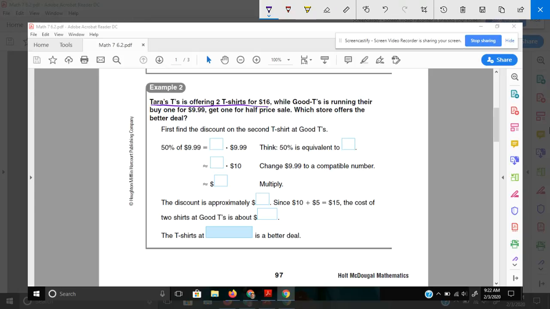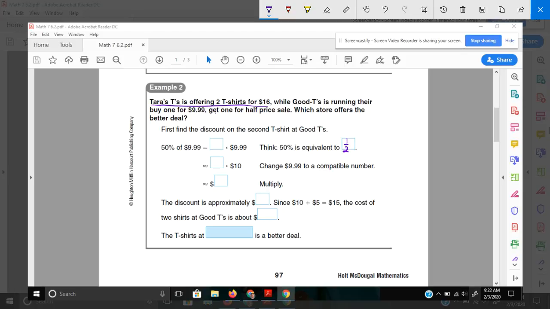Right? So first what we need to do is find the discount on that second store, because it says buy one for half price. Buy one for $9.99, get the second one for half price. So we need to find half of $9.99. Well, remember 50% from our table that we made before is equivalent to a half, 1 out of 2.